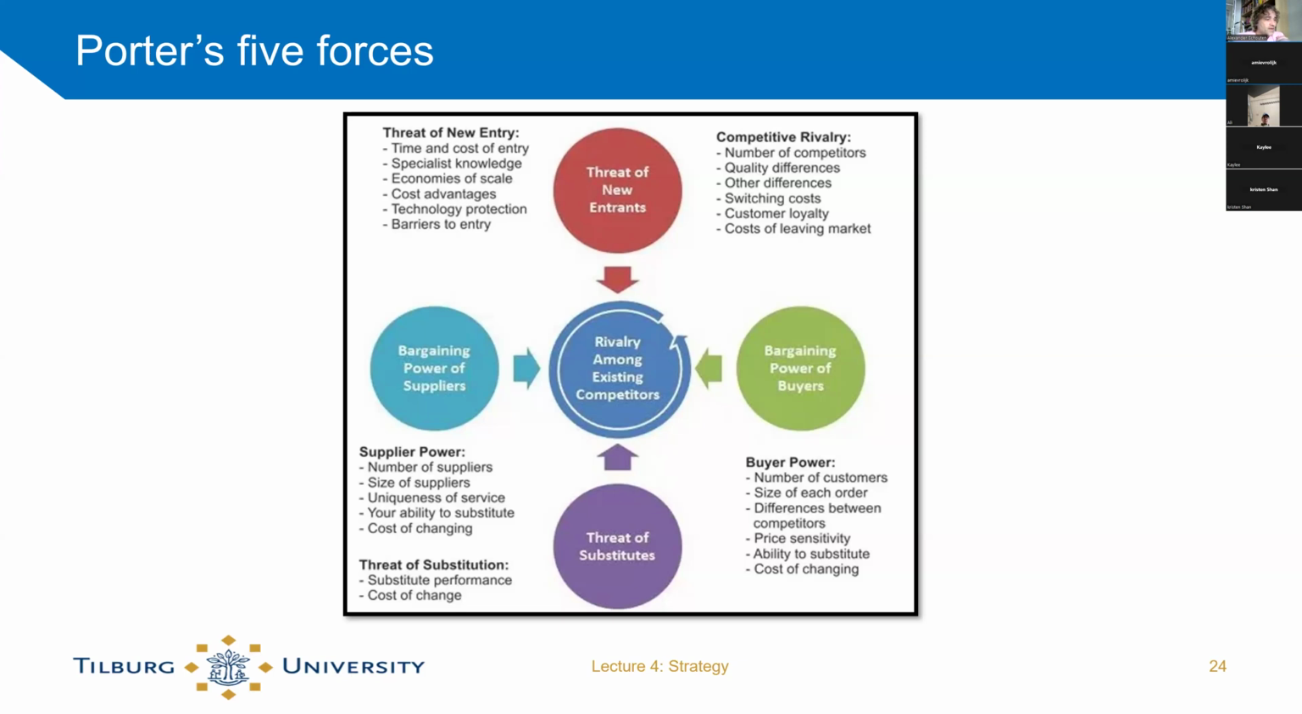Threat of substitutes is, no, let's start with bargaining power of suppliers. Bargaining power of suppliers is basically what your suppliers are doing and how much power they have over you. Some organizations have lots and lots of different suppliers. Other organizations have only a few. If you as an organization rely on only 1 or 2 suppliers, then those suppliers hold a lot of power over you. But if it's easy for you to switch suppliers, then you have a lot of power over your suppliers, and you can use that strategically.